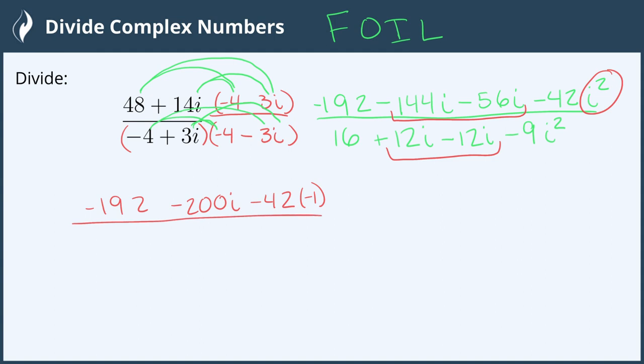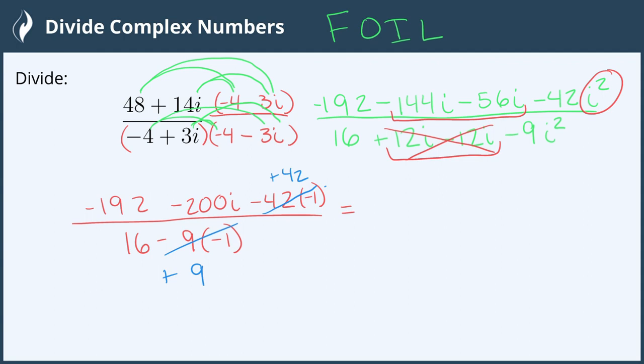In the denominator, positive 12i minus 12i cancels. So we're left with 16 minus 9, and again, I squared is -1. Simplifying the numerator, negative 42 times -1 is positive 42. And in the denominator, we have a negative times a negative, which also makes this a positive 9.